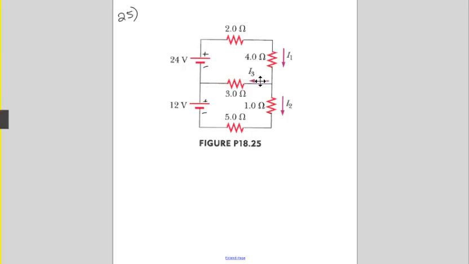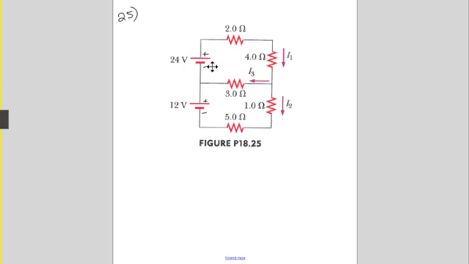Now the question is, would I3 go this way, or would it go this way? It probably goes this way, because this is 24 volts and that's 12 volts. But if we guessed wrong, we could change it later. We actually get a negative number here.